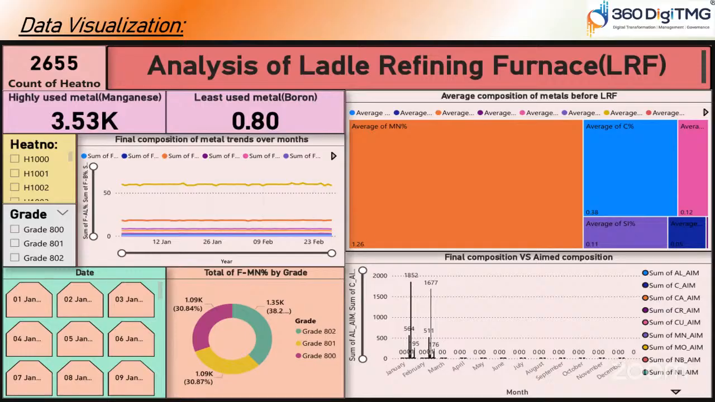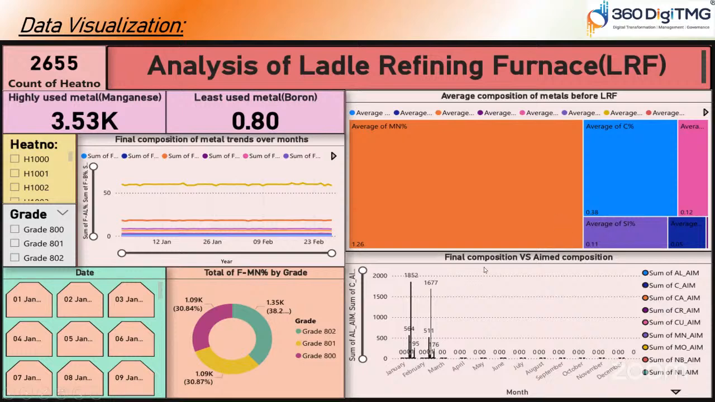And then you can see the tree map. The tree map shows the average composition before LRF. Manganese dominates, followed by carbon and silicon. So it is an easy visualization of element proportions.